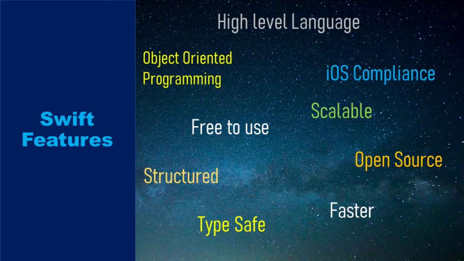As all of you know, Swift is a high level language, so it supports object-oriented programming. As I mentioned, it's completely iOS compliant, meant for fastness and safety. It is free to use now because Apple announced the open source platform for Swift. It is a scalable language. It is structured as well, so it is a combination of structured programming and object-oriented programming.